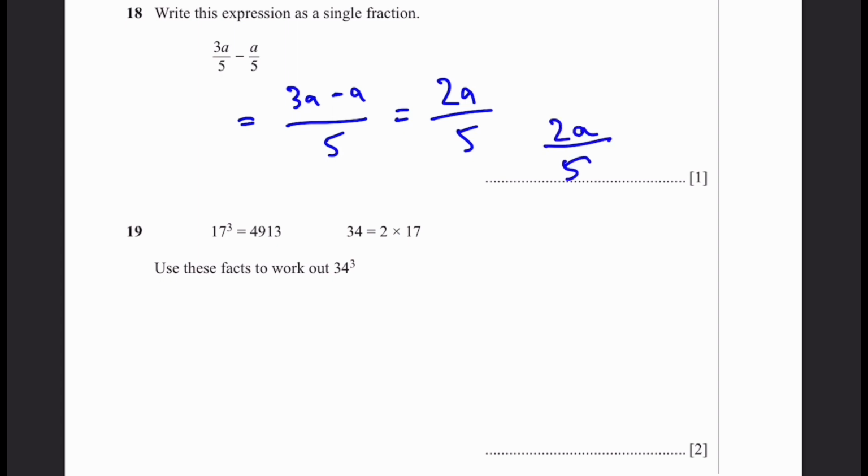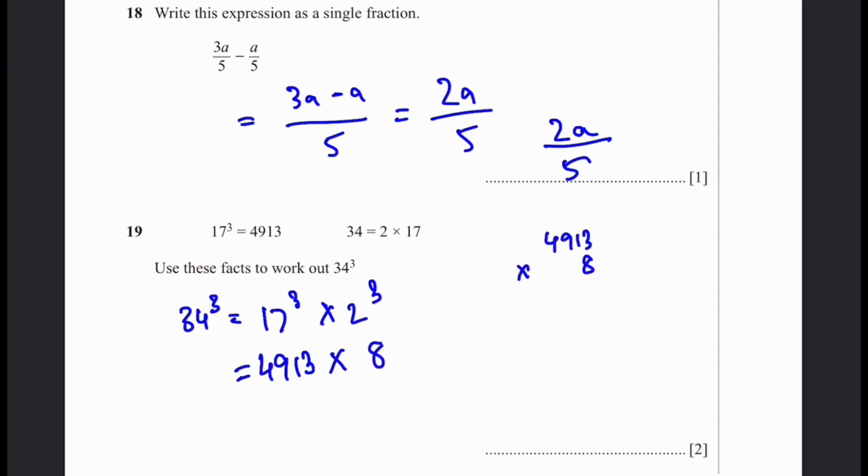So let's write that down. Question 19. 17 cubed is 4913. 34 equals 2 into 17. Use these facts to work out 34 cubed. So 34 cubed is equal to 17 cubed into 2 cubed, which is equal to 4913 multiplied by 2 cubed, which is 8. And let's do the maths right here. So it's 39304. So 34 cubed is 39304. That's the answer.